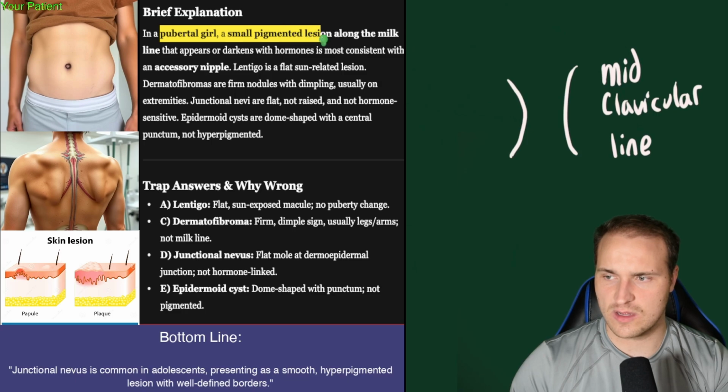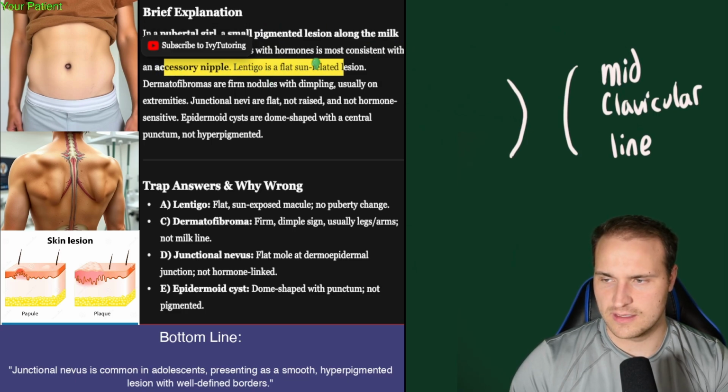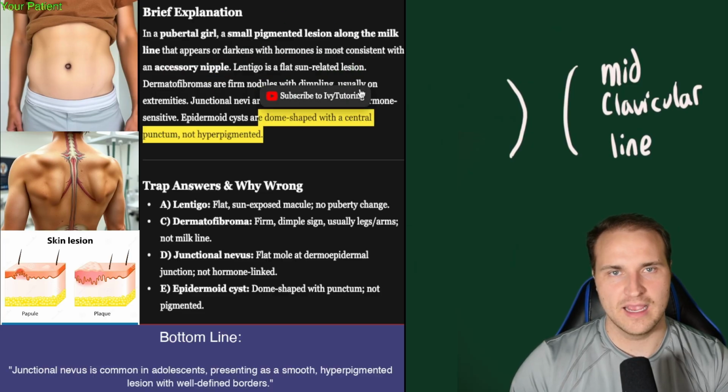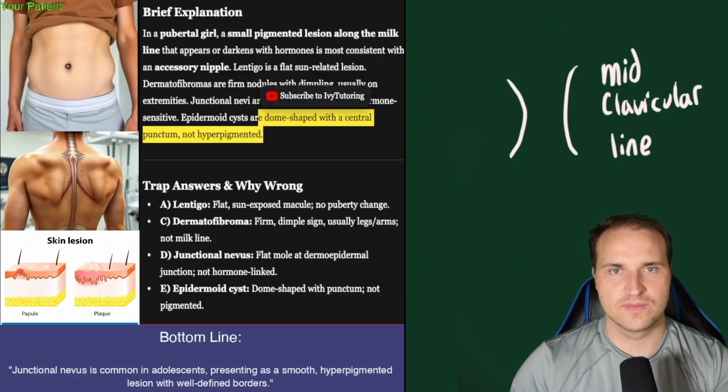Okay. Pubertal girl, small pigment along the milk line. Going to be accessory nipple. Lentigo is a flat sun-related lesion. And these dermatofibromas are going to be firm and fibrous nodules, often with the dimpling sign. And the epidermoid cysts present with a mobile dome-shaped nodule with a central punctum, and they're typically not pigmented.